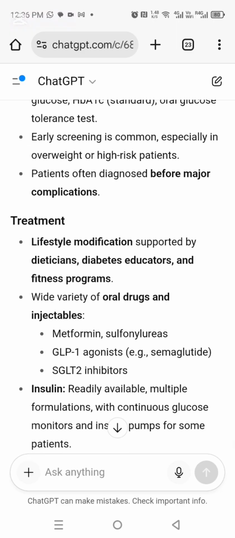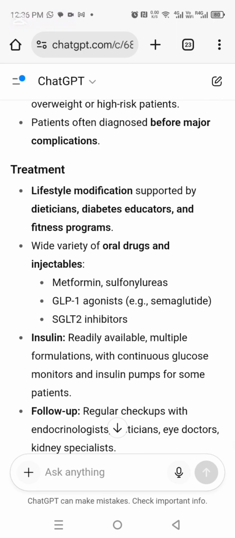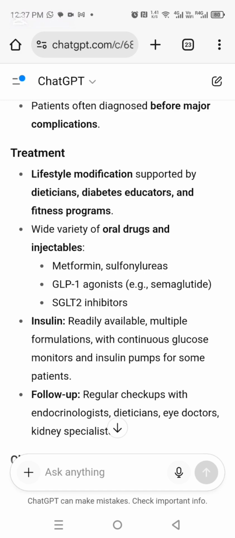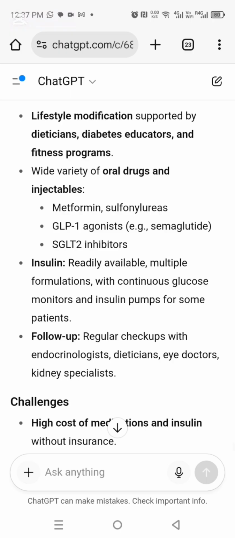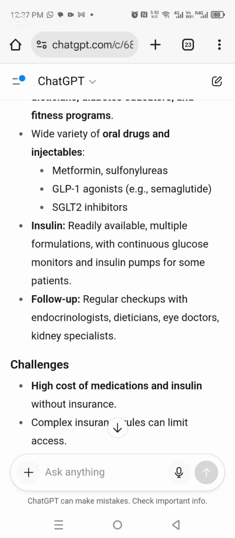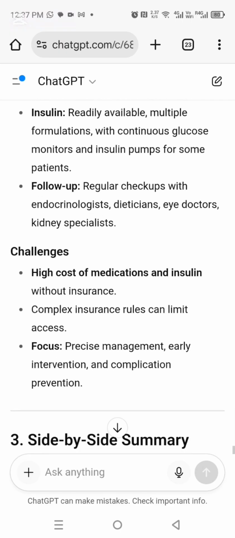Wide variety of oral drugs and injectables. Metformin, sulfonylureas. Oh God, I don't know if I'm saying it right. GLP-1 agonists, which I haven't seen in Kenya. SGLT2 inhibitors. Insulin, readily available, in multiple formulations, with continuous glucose monitors and insulin pumps for some patients. Follow-up: regular checkups with endocrinologists, dietitians, eye doctors, kidney specialists.